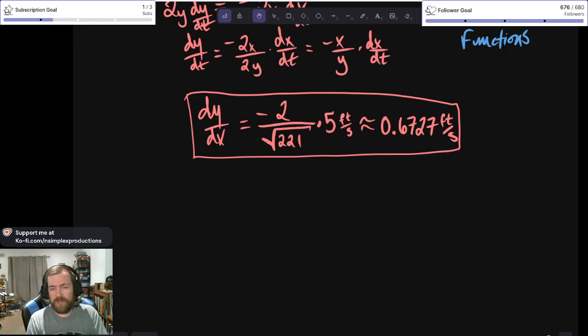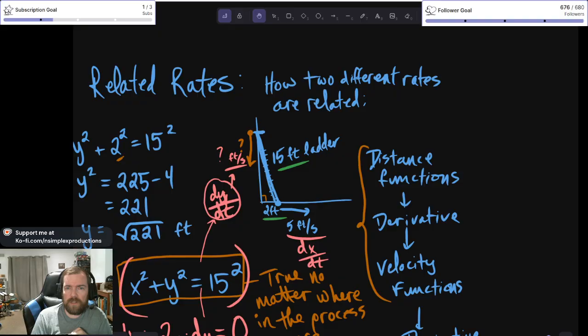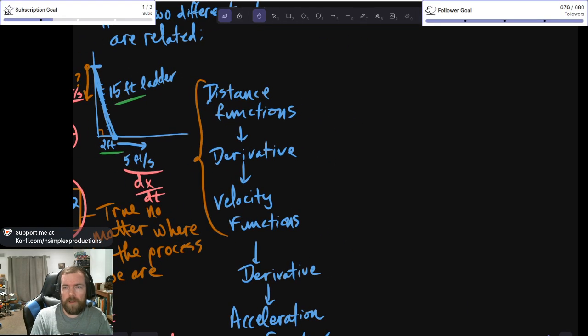Admit your mistakes, but don't harp on them. Okay, so this is still less than 1 foot per second, roughly speaking 2/3 of a foot per second. Not too bad.